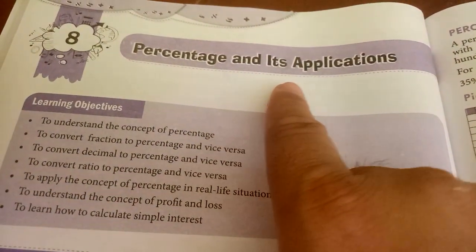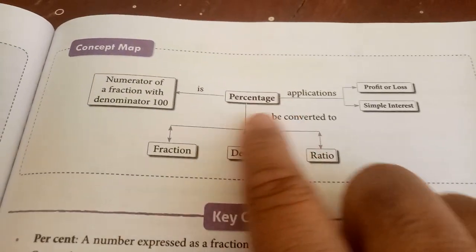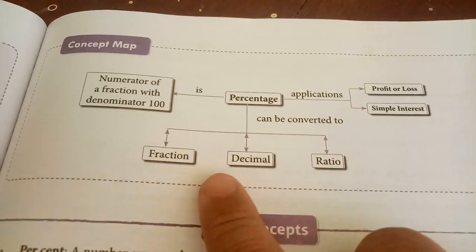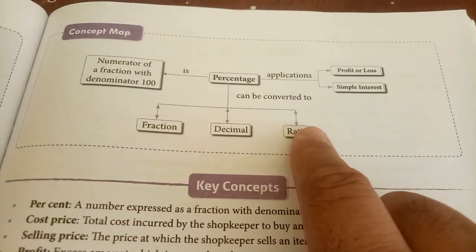Chapter 8: Percentage and Applications. Percentage is a fraction with denominator 100. Applications include profit and loss and simple interest. Percentages can be converted into fractions, decimals, and ratios.